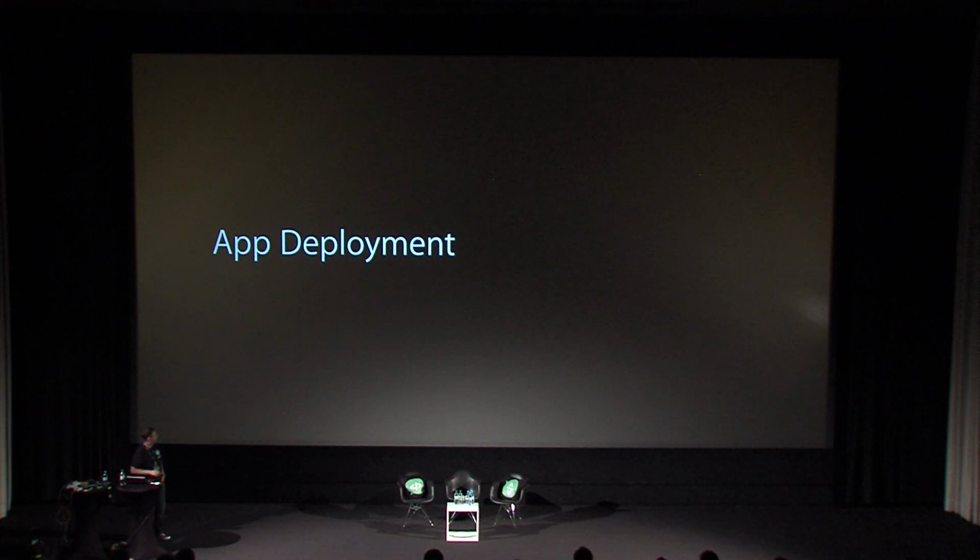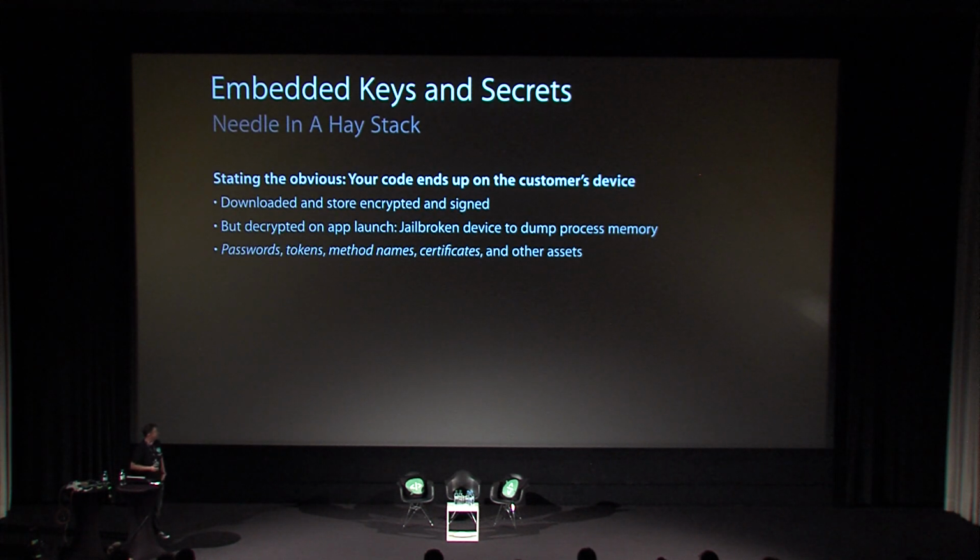So now I want to talk about app deployment. What do I mean with this? So again, I state the obvious. Your code ends up on the user's device. Sure, when you download it from the store, it's encrypted, it's signed, and it's stored as such on the device. But at some point, the code has to be decrypted, otherwise it could not be executed. And when you have a jailbroken phone, you can just attach the debugger to this process and dump the memory, and it's decrypted. And you only need one jailbroken phone, right?